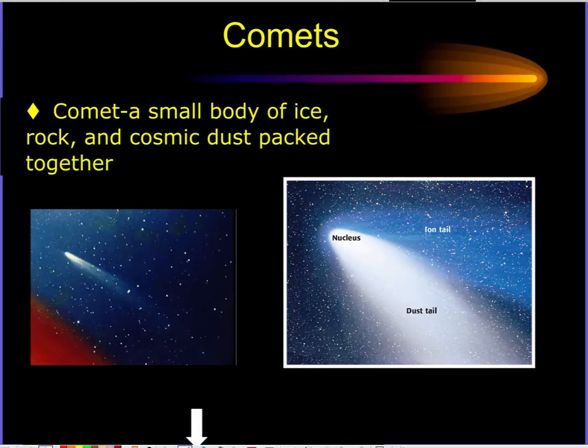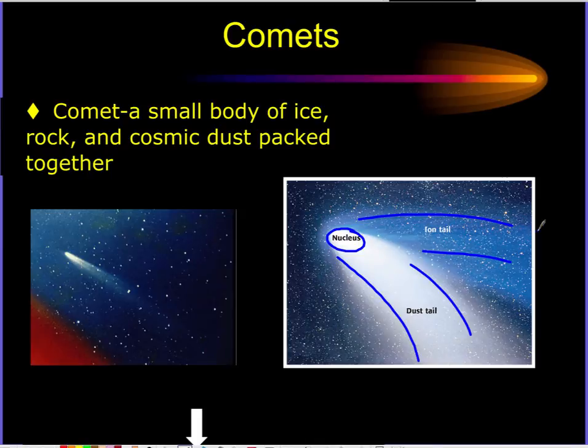All right, so I'm going to talk to you about comets for a minute. A comet is simply a small body of ice, rock, and cosmic dust that's packed together. Sometimes they're called dirty snowballs because they are made of ice, and they have 3 different parts to them. There's the main part here that is made of ice and rock, and then as it's moving, it has these 2 tails, the dust tail and then also the ion tail that's trailing behind it.